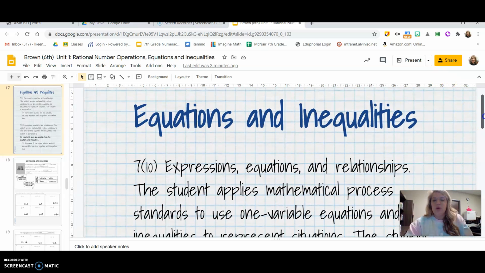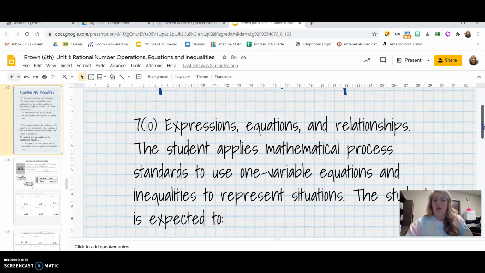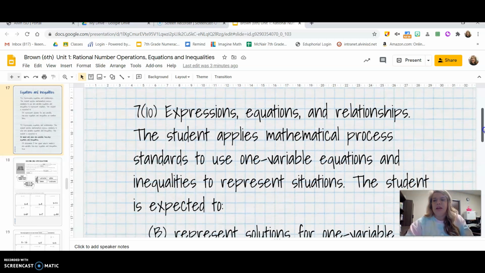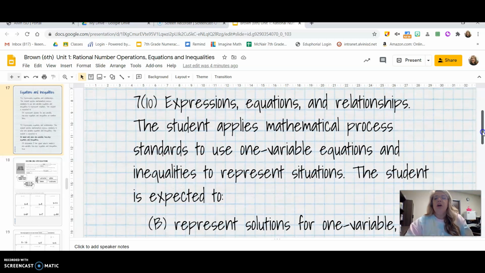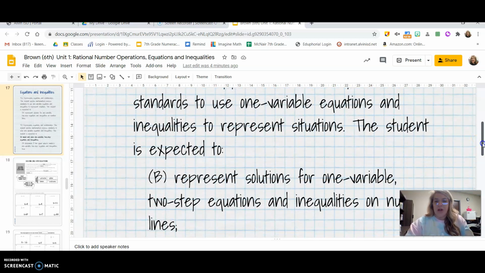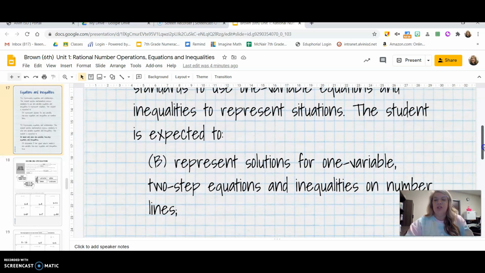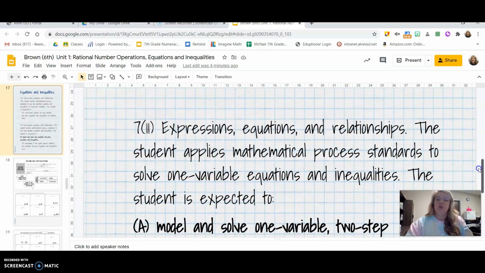So we are moving on to equations and inequalities. This first page just lists the standards. This is a lot of teacher speak, but it's important for us to understand what we're working on. You are applying mathematical process standards to use one variable equations and inequalities to represent situations. The student is expected to represent solutions for one variable, two-step equations and inequalities, and on number lines. So last year you did one-step. This year we're doing two-step.